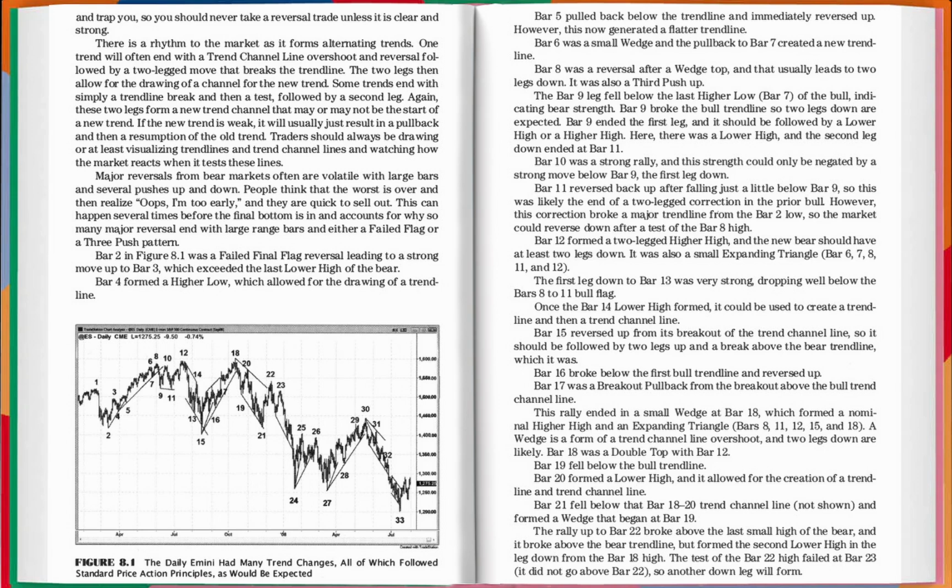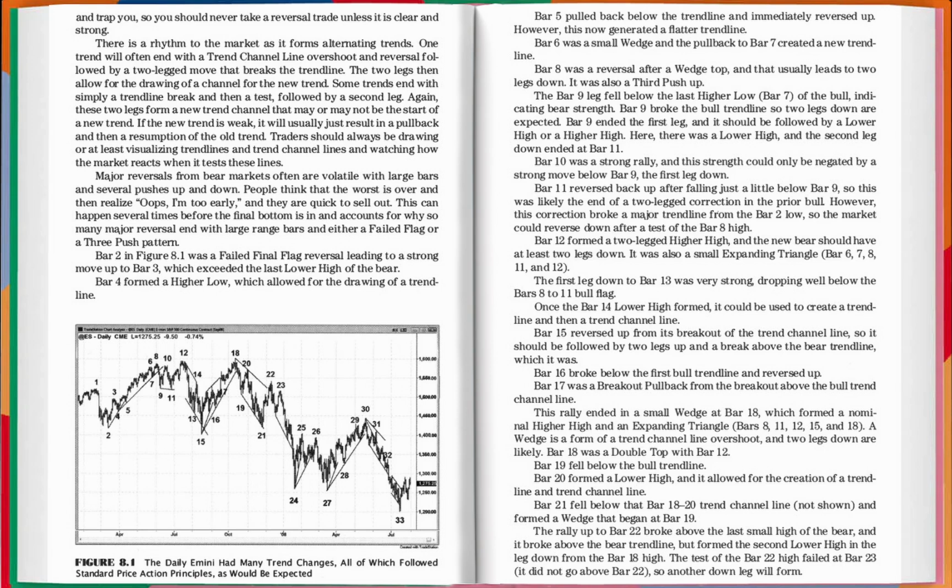Bar 20 formed a lower high, and it allowed for the creation of a trend line and trend channel line. Bar 21 fell below that bar 18-20 trend channel line, not shown, and formed a wedge that began at bar 19. The rally up to bar 22 broke above the last small high of the bear, and it broke above the bear trend line but formed the second lower high in the leg down from the bar 18 high.